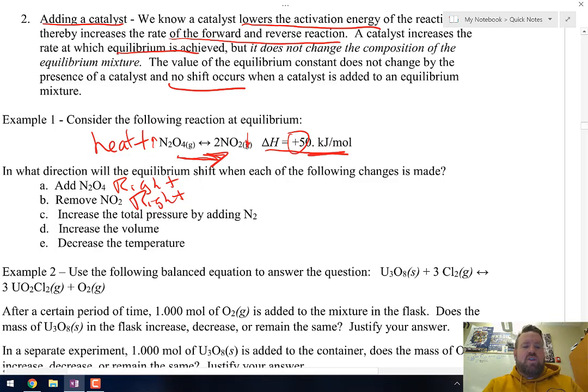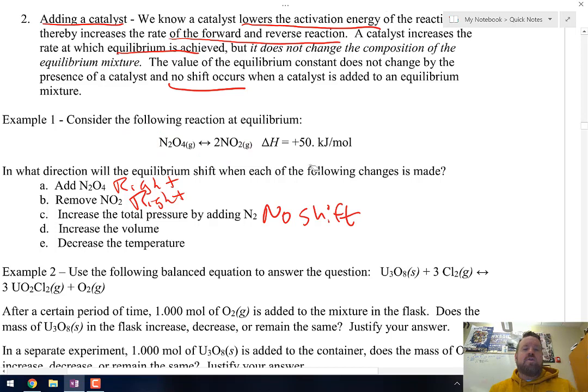Okay, if I increase the total pressure by adding some nitrogen, N2 is not directly involved in this reaction. So if that's a gas or anything that's not directly involved in the reaction, that is not going to cause a shift to occur. So no shift there. If I increase the volume, the pressure is going to go down. If the pressure goes down, it's going to shift to the side with more gas particles. It's got more space to move around, so that is a shift to the right.